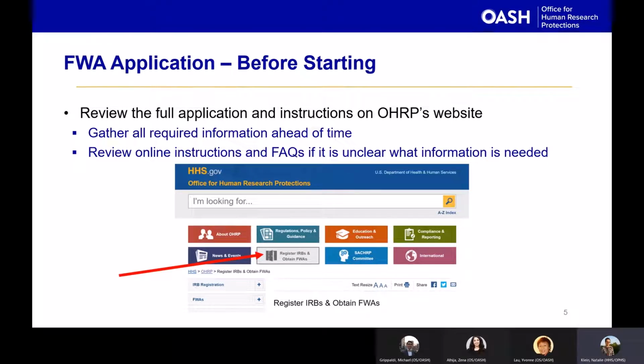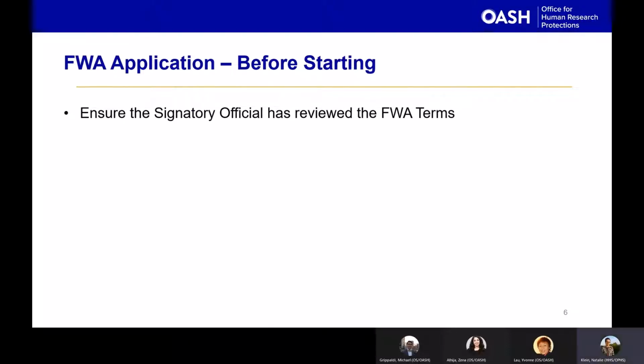Before proceeding, review the application form, instructions, and frequently asked questions or FAQs, all of which can be found at hhs.gov/OHRP under the tab to register IRBs and obtain FWAs. Use these resources to gather the information you will need ahead of time and to discuss plans with your institution's leadership when appropriate. Make sure that your institution's signatory official has the opportunity to read the terms of the FWA, which are also posted online. The application will ask for verification that this has occurred.